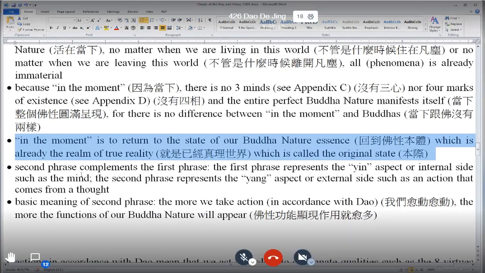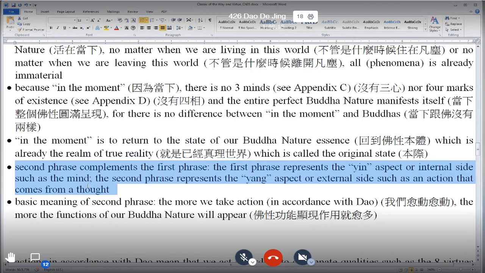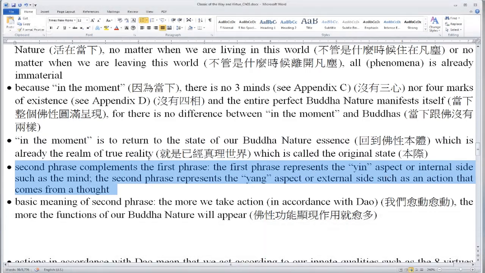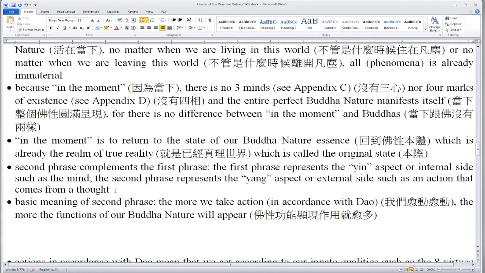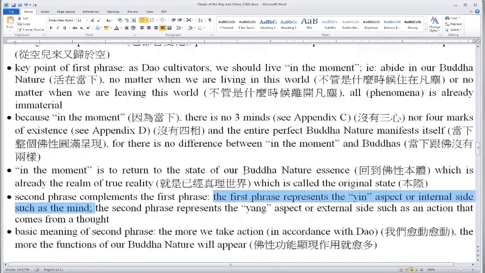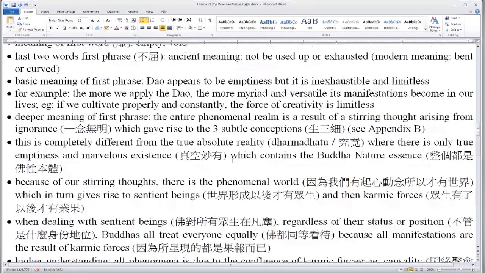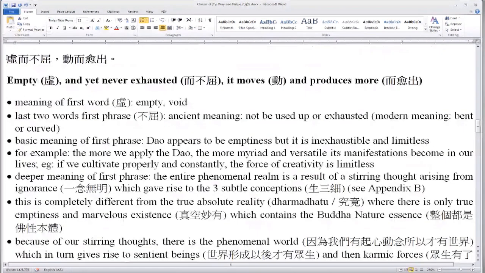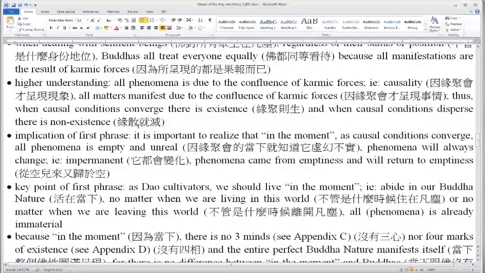So the second phrase complements the first phrase. The first phrase represents the yin aspect or internal side, such as the mind. The second phrase represents the yang aspect, such as the action. That's what I'm trying to explain. Our mind has to be in the moment. Get it? That means internally we're not trapped, even though we live within this world. Physically, yes, we are part of this phenomenal world. That's absolutely true.